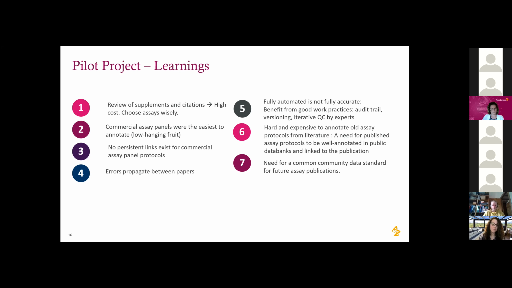The final learning we came from this is really around the tool itself, which is that a fully automated system isn't fully accurate. And when you're really going for highly accurate metadata for your models, it's important to choose a tool that allows that combination of human and machine learning to speed the curation process. And unique to our pilot project is that we really wanted good work practices. We worked on audit trails and versioning and iterative quality control. And that's something that I think benefited the quality of the data we were able to output from this. It's going to be uploaded to PubChem, and is also a series of steps that we intend to include in any additional phases of this project that come out.